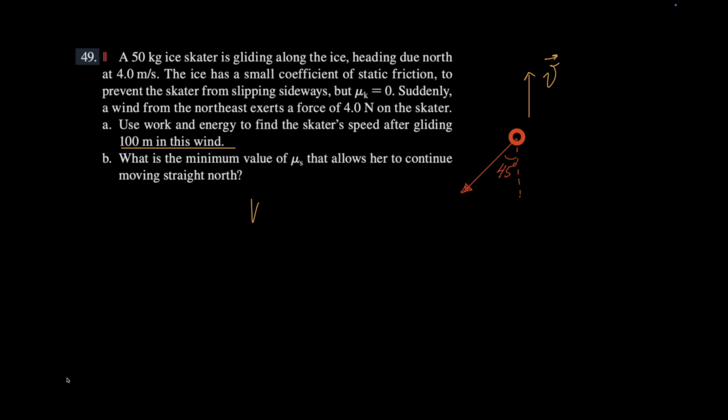So we know the net work, and in this case the only force that is doing work is the force of the wind. That will be the change in kinetic energy, m over 2, and then we have our v final squared minus v initial squared. Work net is the work of the wind, so it's going to be 4 for force times 100 for the distance traveled, and then cosine. Now, mind you, this is not 45. That is 180 minus 45.